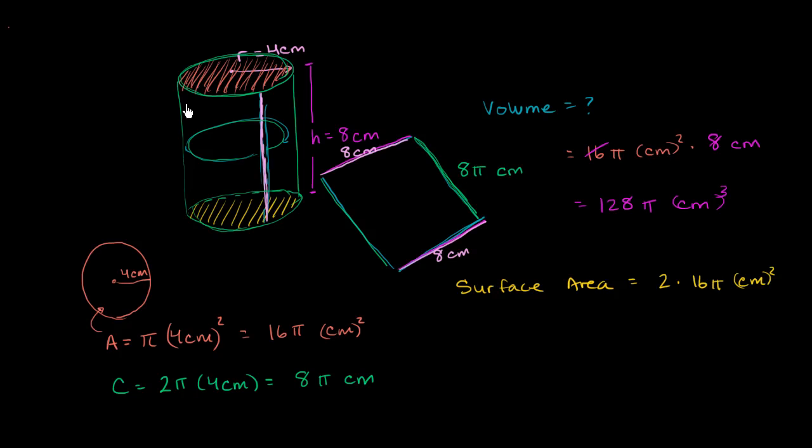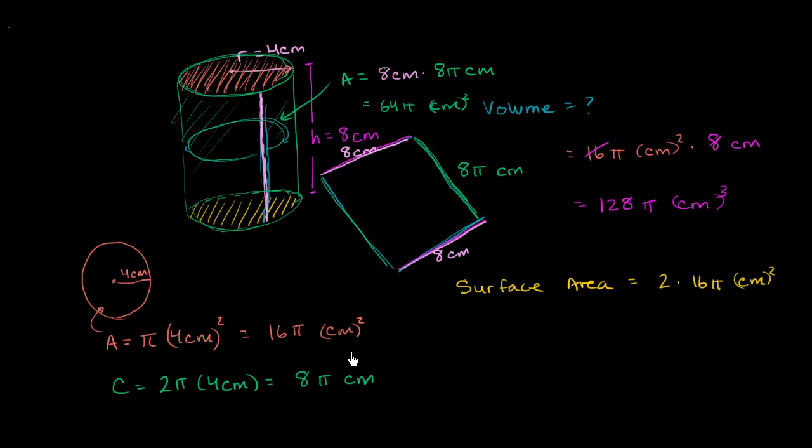So if you want to find the surface area of just the wrapping, just the part that goes around the cylinder, not the top or the bottom, when you unwind it, it's going to look like this rectangle. And so the area of just that part is going to be equal to 8 centimeters times 8 pi centimeters. And that's equal to 64 pi, 8 times 8 is 64, you have your pi centimeters squared.